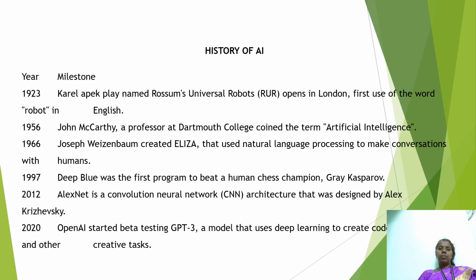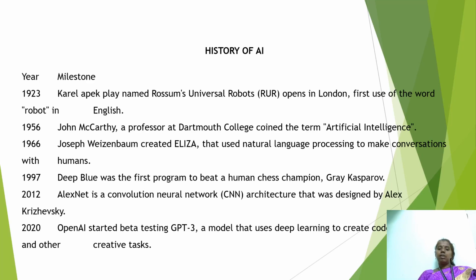Now we are going to see the artificial intelligence history. Karel Capek's play Rossum's Universal Robots opened in London, the first use of the word robot in English, in the year 1923. John McCarthy, a professor at Dartmouth College, coined the term artificial intelligence in the year 1956. Joseph Weizenbaum created ELIZA, which used natural language processing to make conversation with humans, in the year 1966. Deep Blue was the first program to beat a human chess champion, Garry Kasparov, in the year 1997.